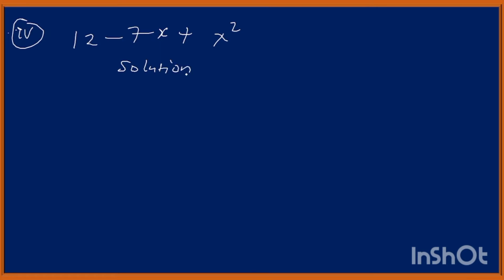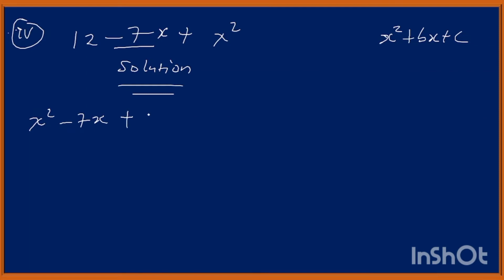The next question, number 4, should be 12 minus 7x plus x squared. Going back is becoming a problem, so let's do this. The first thing we do is rearrange it to look like the standard form, x squared plus bx plus c. So x squared comes first, then minus 7x, and the constant plus 12.